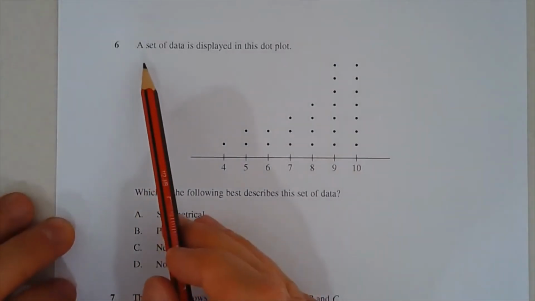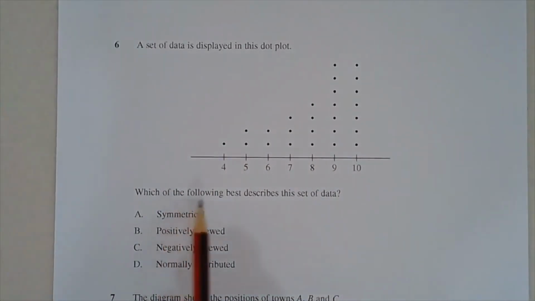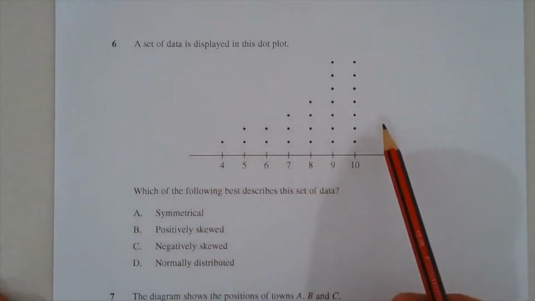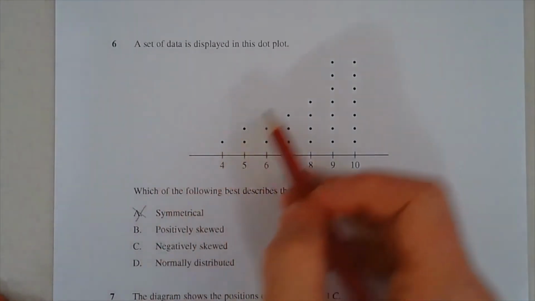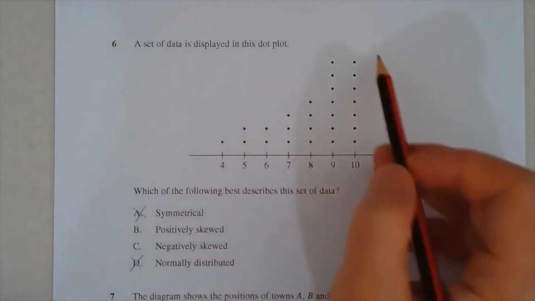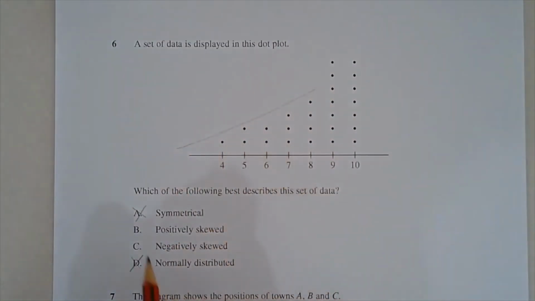Question 6. A set of data is displayed in this dot plot. Which of the following best describes this set of data? Symmetrical? Certainly not, so it's not A. Nor is it normally distributed, because we'd expect a bell curve, so it's not D either. So it's either positively skewed or negatively skewed. We look and see where the tail is. The tail is on the negative side, or the left-hand side. So the answer is negatively skewed.